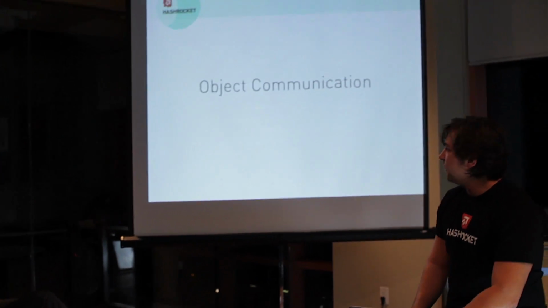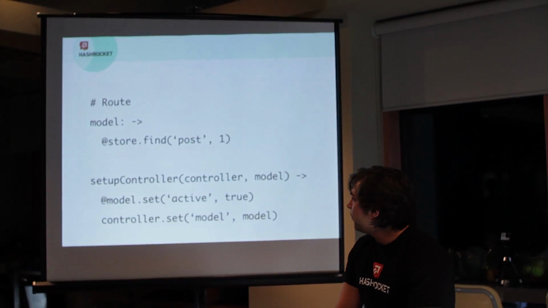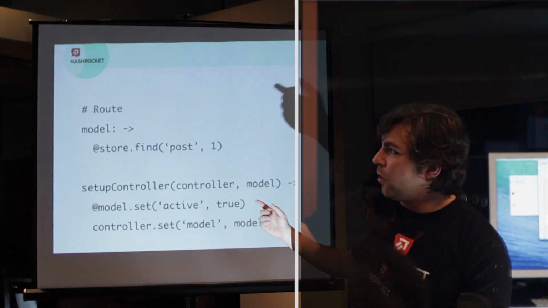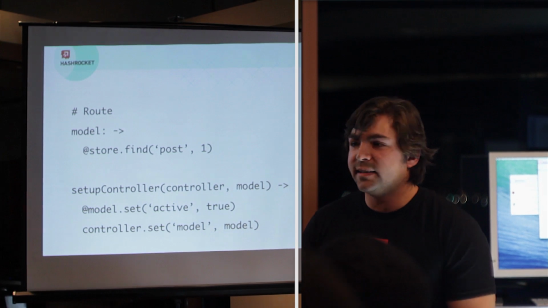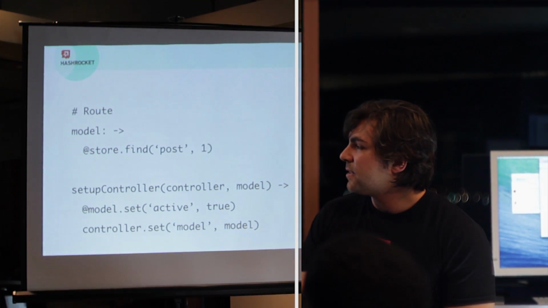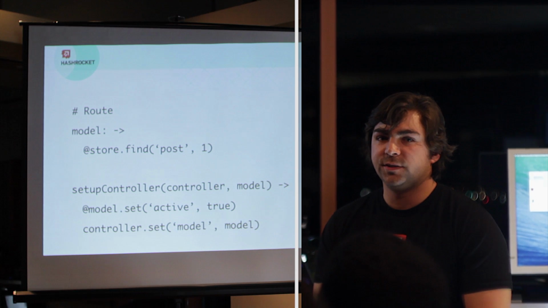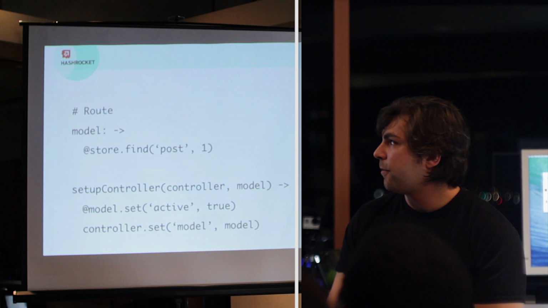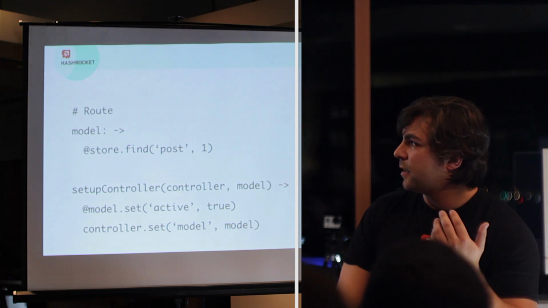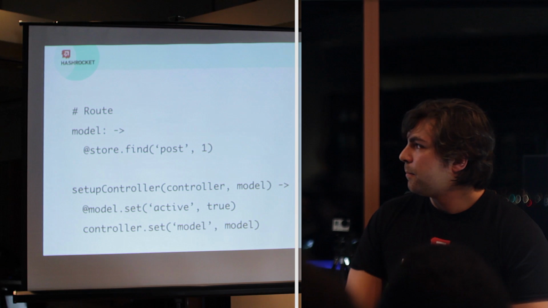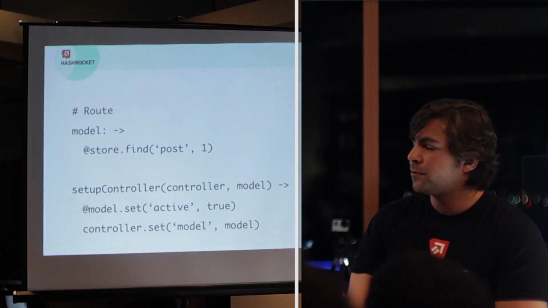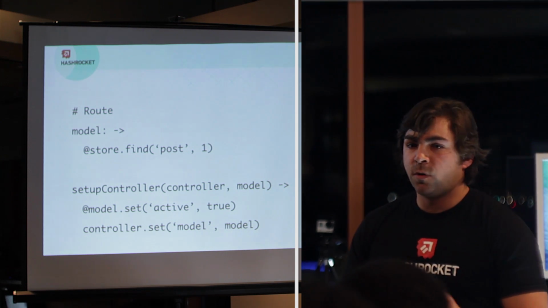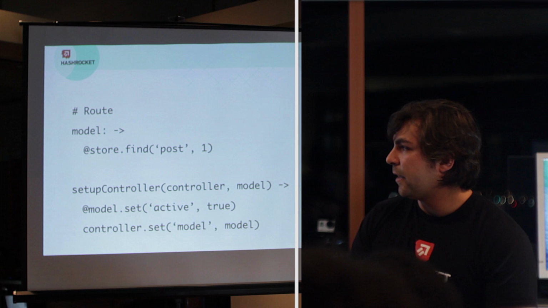So the objects all communicate with each other in different ways. Like in the route, this is sort of what we're talking about. When you hit the route, there's a function called model, and its job is to get the actual record that you want. In this case, if you're using Ember Data, which is the library to work with backends, you would say store.find post 1. Then it's going to make an AJAX request to posts looking for the post with ID of 1. And whatever that returns is going to be your model for the controller and the route.